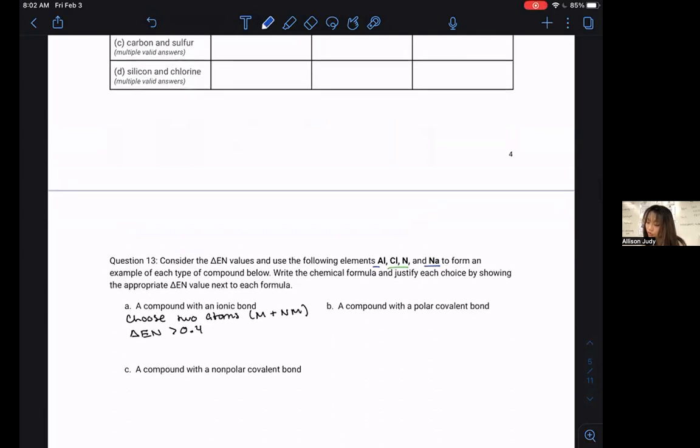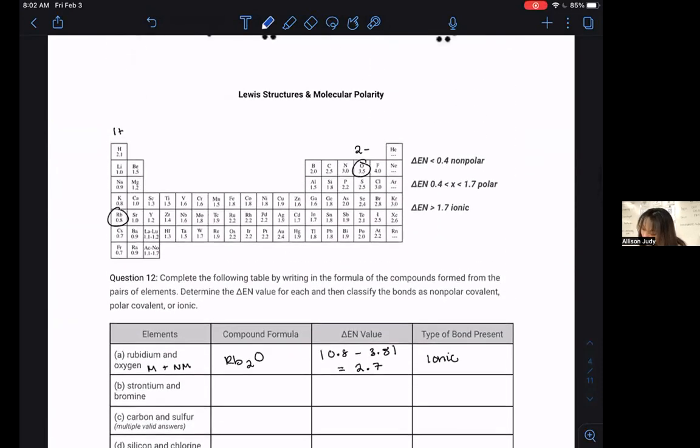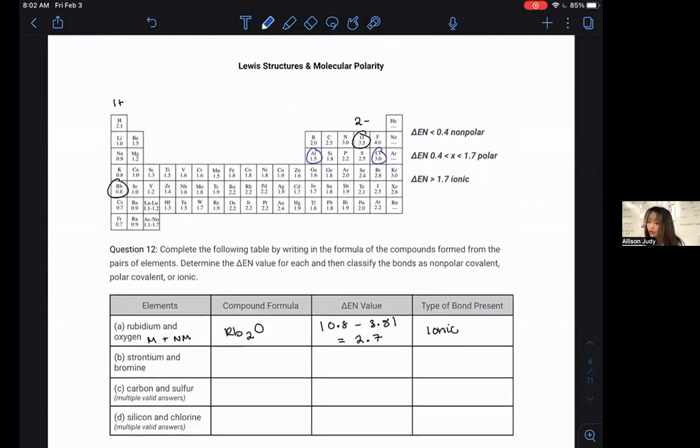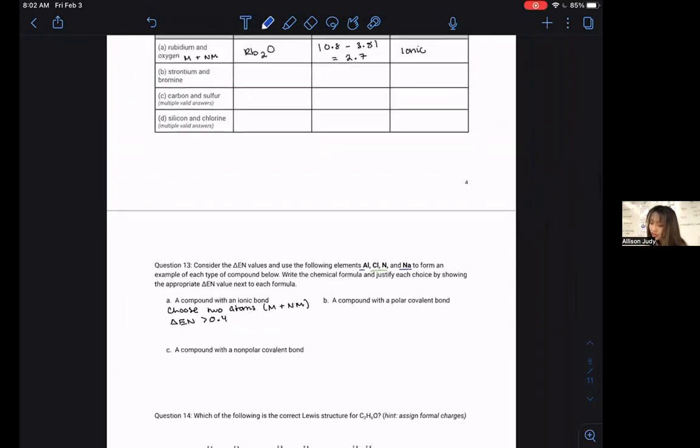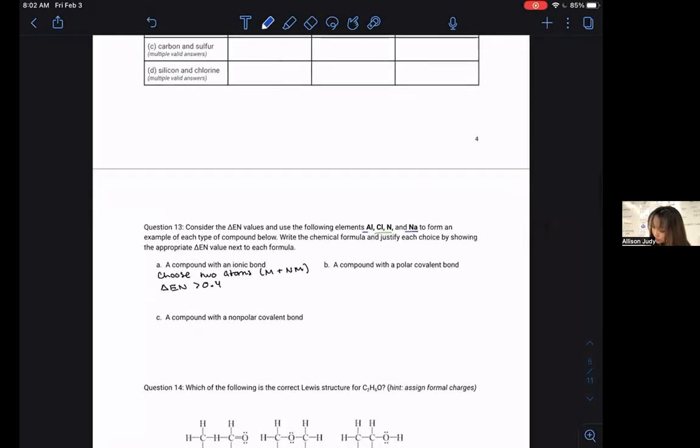So when I look at aluminum and chlorine, aluminum has a 1.5 and chlorine has a 3. Oh, well, that's a 1.5 difference. So right there, I just kind of figured out an ionic bond combo. So let's do aluminum and chlorine. You know what? Aluminum chlorine only has an electronegativity difference of 3 minus 1.5, which is 1.5.